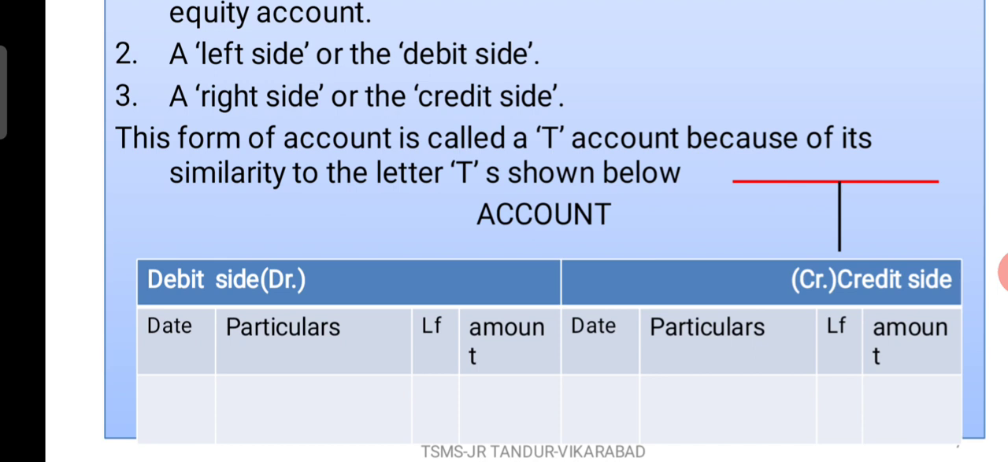So what is the shape of a ledger account? Yes, your answer is correct. The shape of a ledger account is the letter T shape. On the top of this account we write the head of the account. The left side is called the debit side, the right side is called the credit side, and on each side we draw 4 columns. On the debit side, the first column is meant for date, the second for particulars, the third for ledger folio number, and the fourth for amount. Similarly on the credit side, the first column is for date, the second for particulars, the third for LF number, that is ledger folio number, and the fourth for amount. Like this we can prepare the ledger account.